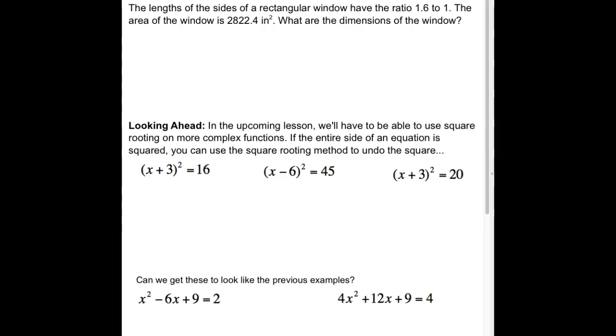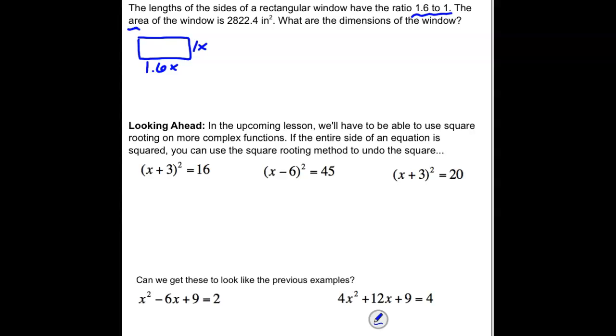All right, a couple examples of a word problem. It says the lengths of the sides of a rectangular window have a ratio of 1.6 to 1. The area of the window is 2,822.4 inches squared. What are the dimensions of the window? Well, it tells us that it's a rectangle, and it says it's in the ratio of 1.6 to 1. That means for every 1x, the other side is 1.6 of them. So we can list our dimensions as 1x and 1.6x.